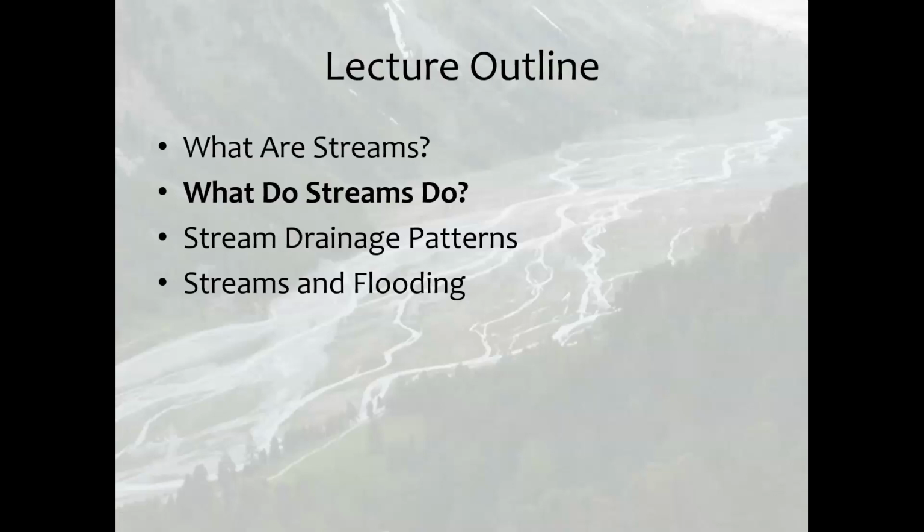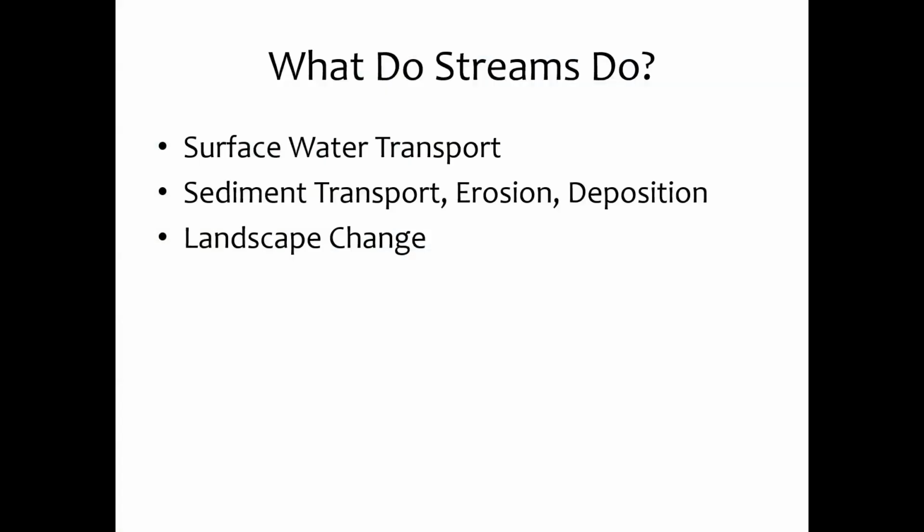Let's talk now about what streams do. We've implied some of the things that it does when we were talking about, for example, the meandering river, and we saw the point bars and the cut banks, but let's talk about it specifically. Streams are agents of surface water transport along Earth's surface, so they move water. They also move sediment. They erode sediment from certain places and they leave it behind, they deposit it in others.